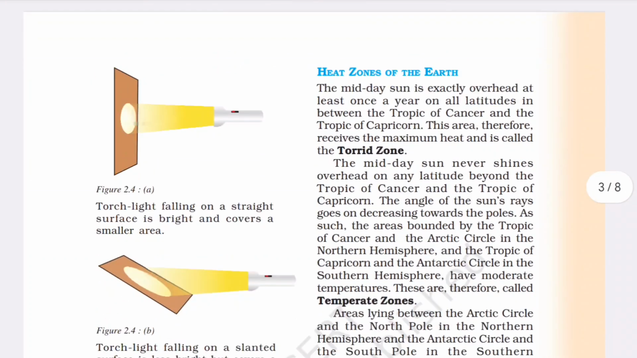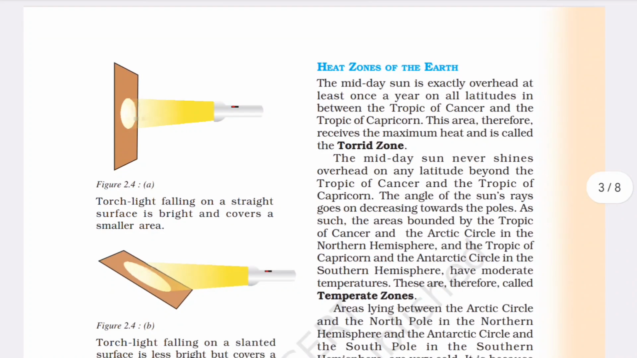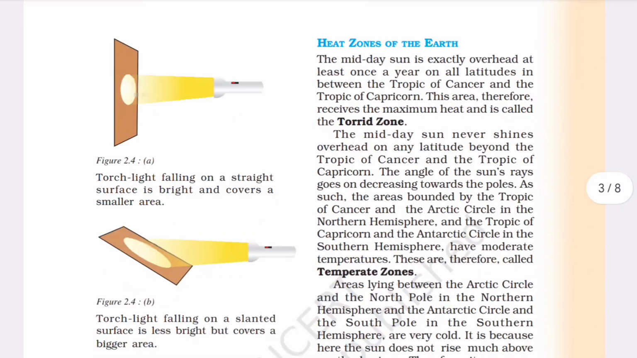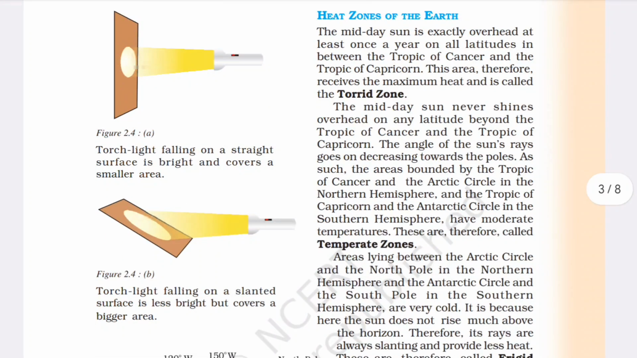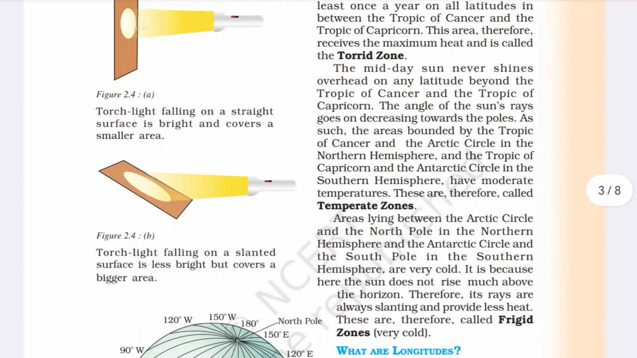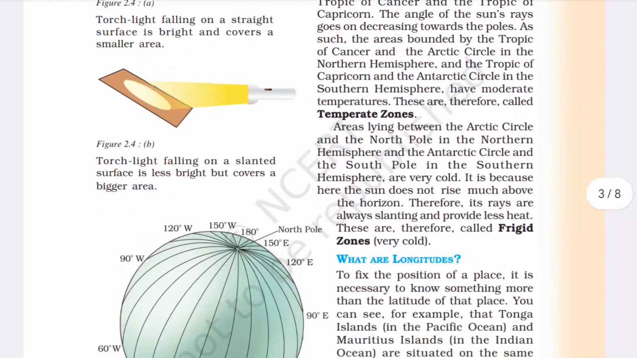Heat zones of Earth. The midday sun is exactly overhead at least once a year in all latitudes between the Tropic of Cancer and Tropic of Capricorn. The area therefore receives the maximum heat and is called the torrid zone. The midday sun never shines overhead on any latitude beyond the Tropic of Cancer and Tropic of Capricorn. The angle of sun rays goes on decreasing towards the pole. The areas bounded by the Tropic of Cancer and Arctic Circle in the northern hemisphere, and Tropic of Capricorn and Antarctic Circle in the southern hemisphere have moderate temperature. These are therefore called temperate zones.